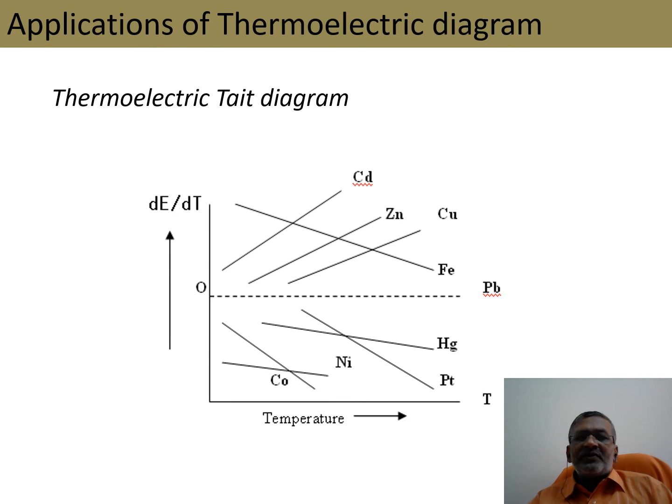And applications of thermoelectric state diagram. The state diagram is the graph between thermoelectric power versus temperature. We have divided it into two cases. One is cadmium, zinc, copper, iron with the iron thermocouple, and in the bottom diagram we are drawing platinum, mercury, and cobalt, nickel thermoelectric couples.